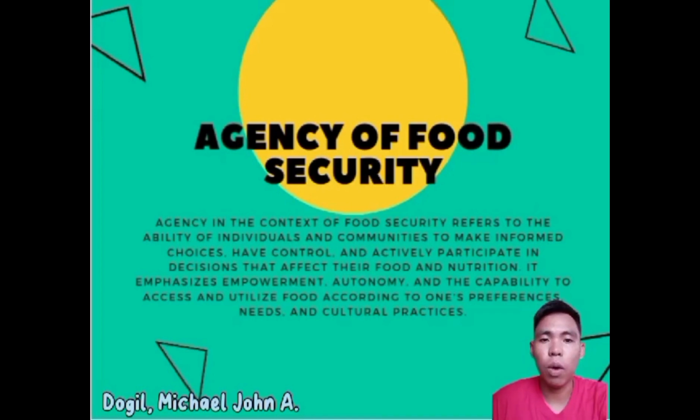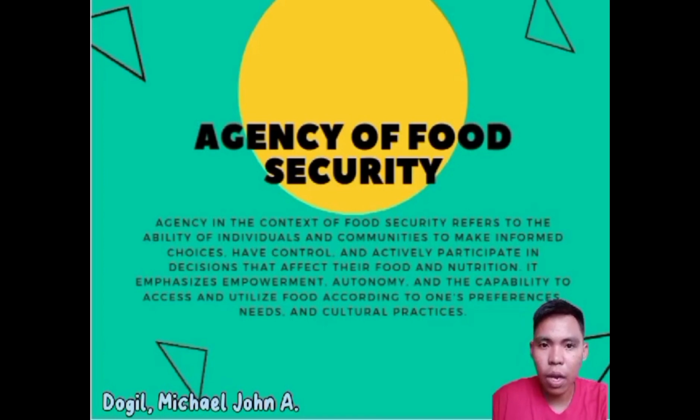So, number one is empowerment, providing individuals with the knowledge, resources, and skills necessary to make informed decisions about their food choices, dietary practices, and food-related activities. Number two is autonomy and choice, ensuring that individuals have the freedom to choose what they eat, how they produce or acquire food, and how they utilize it based on their preferences, cultural norms, and dietary needs.